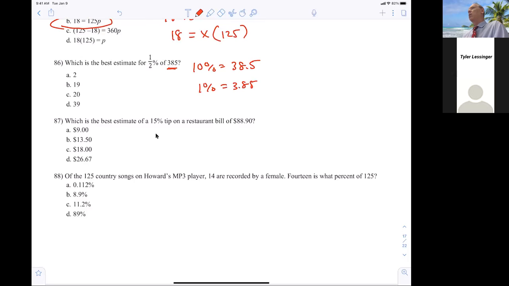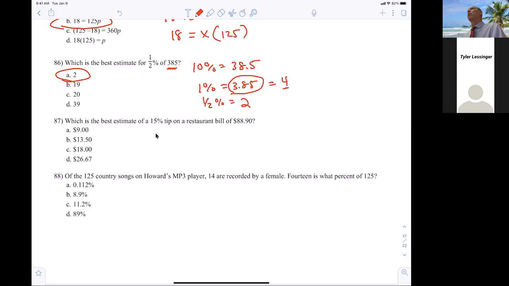And then 0.5% is just half of that. And so this is close to what number? 4. So 0.5% is just half of 4, which is about 2. All right. So that's why that is A. Everybody okay with that?